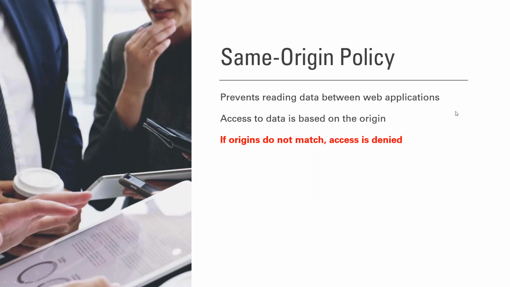And really what this does is it just prevents reading data. It doesn't prevent sending data. And access is based on origins. If your origins don't match, access is denied. You can't read any data from that site.